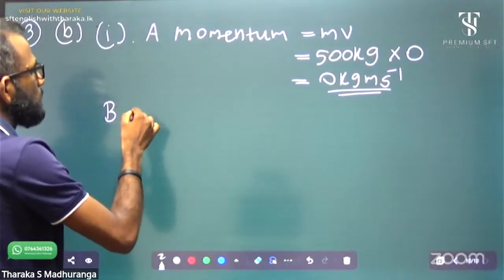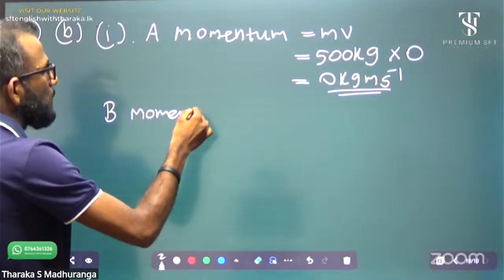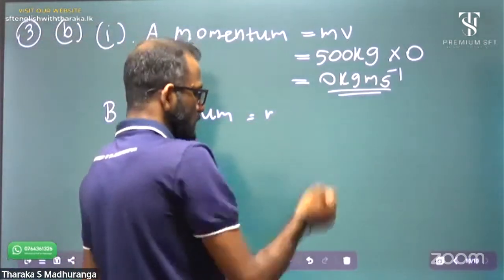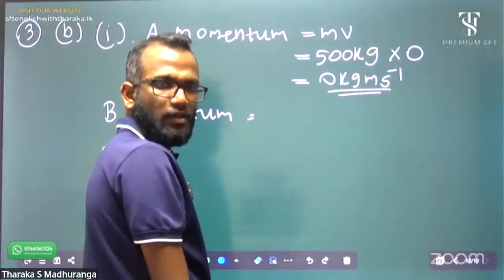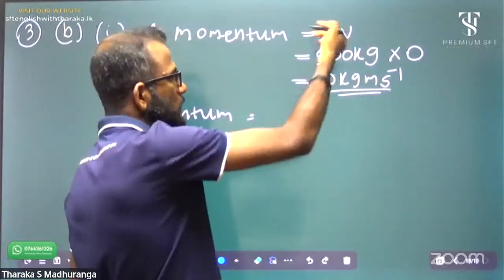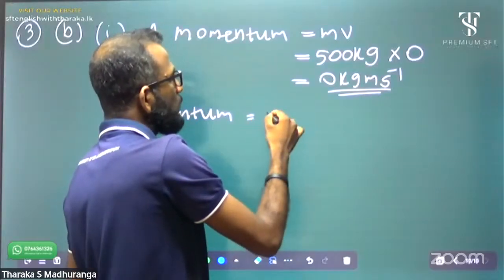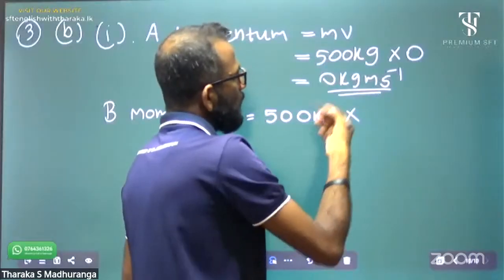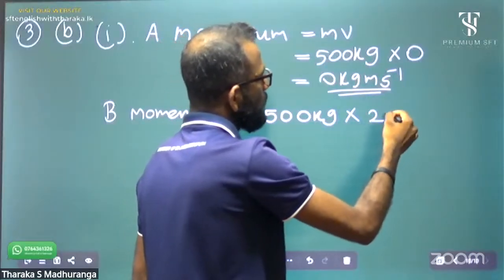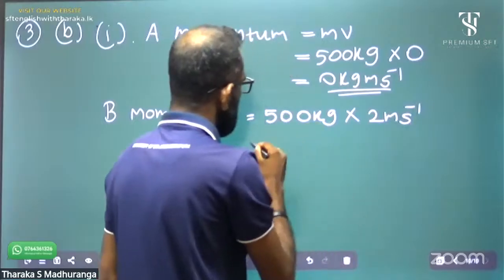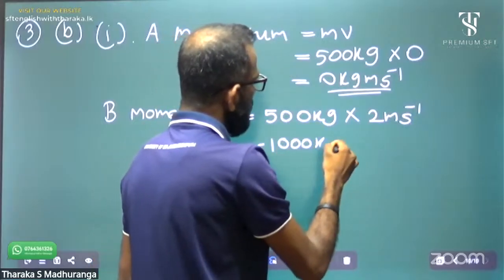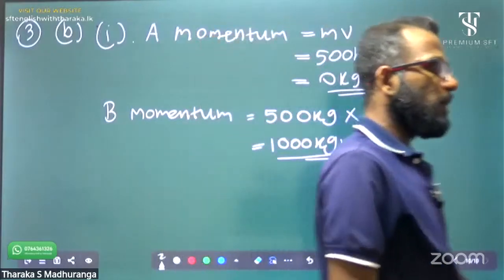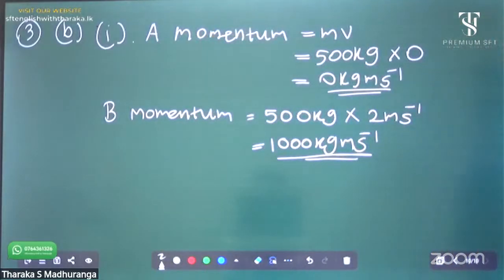B point momentum, mv. Again, you don't need the equation, because in the first question you mentioned the equation. Mass 500 kilogram, velocity 2 meters per second. It's 1000 kg ms minus 1. This is the unit of momentum: kg ms minus 1, kilogram meters per second.